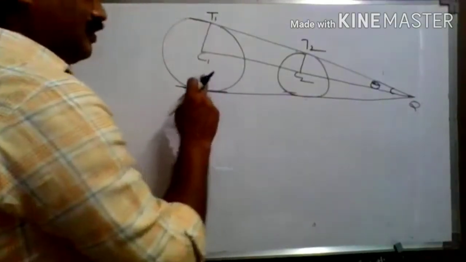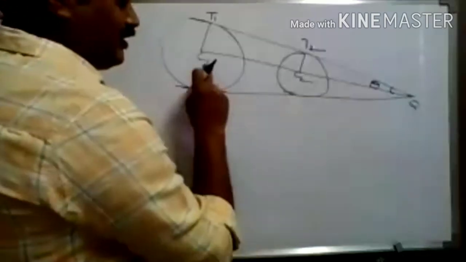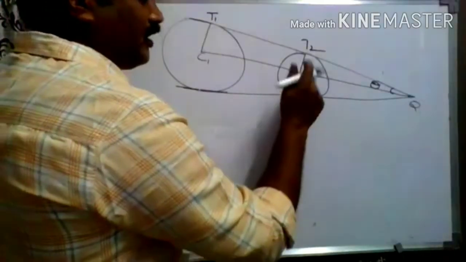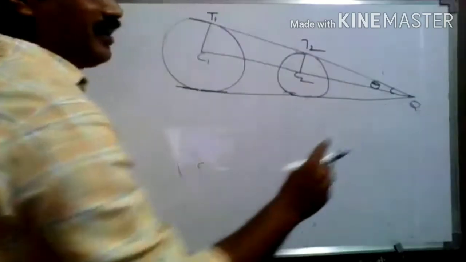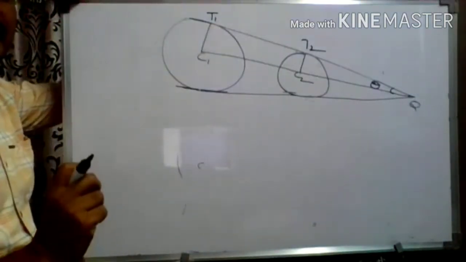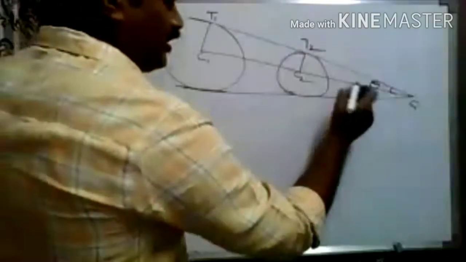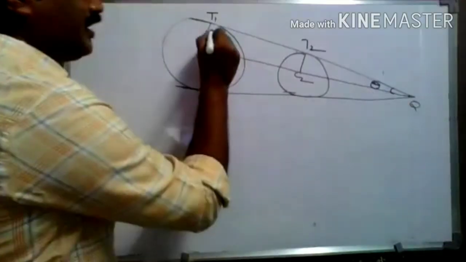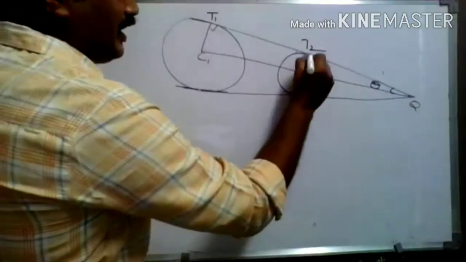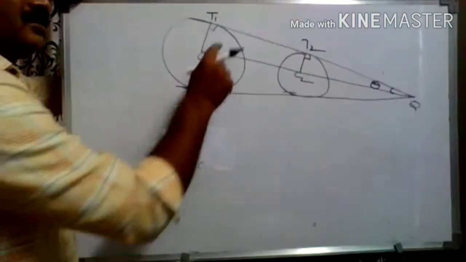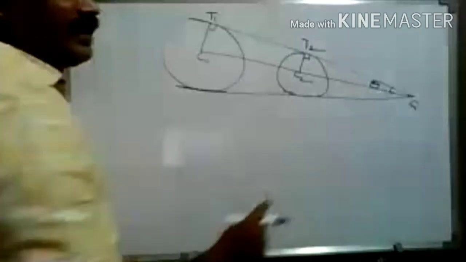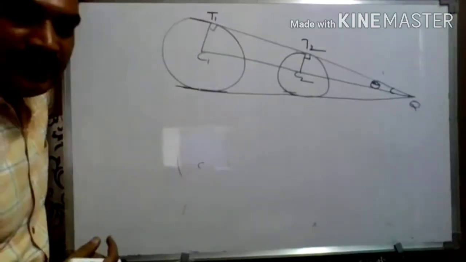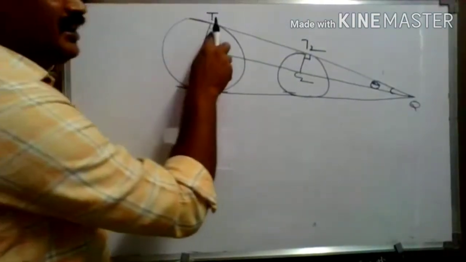Students, this is circle 1, this is circle 2, this is C1, this is C2. These are the direct common tangents. The point of intersection of direct common tangents is called the external center of similitude. This is point Q. This is a common angle. Here the angle is 90 degrees, here the angle is 90 degrees. So these two angles are equal, and this is a common angle. So two angles are equal, automatically the third angle is equal.